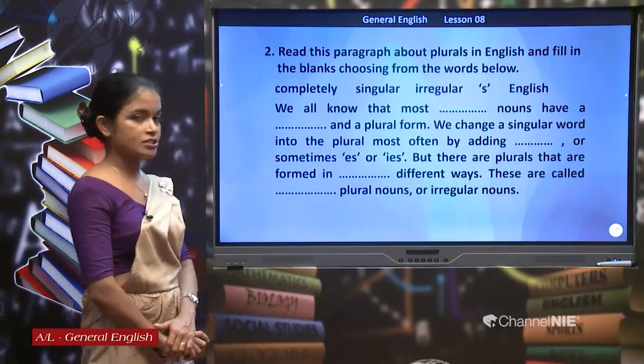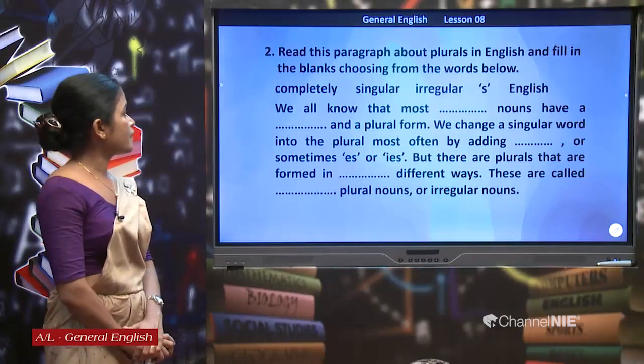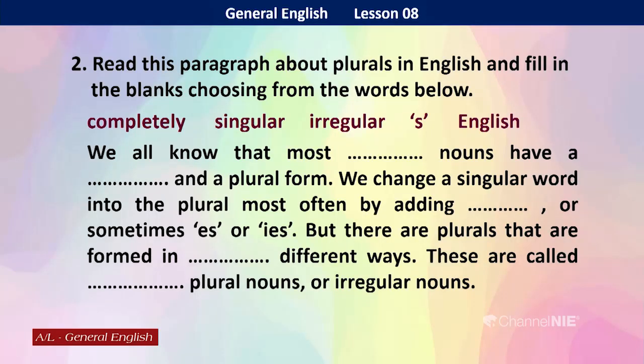Right, now moving on to the second question. Look at the second question given in your book. Read this paragraph about plurals in English and fill in the blanks choosing from the words below. What are the words given? Completely, singular, irregular, s and English. So those are the 5 words you have to use and there are 5 blanks.